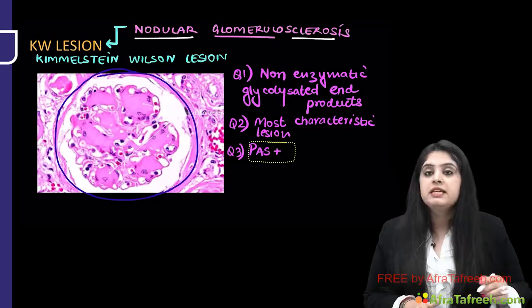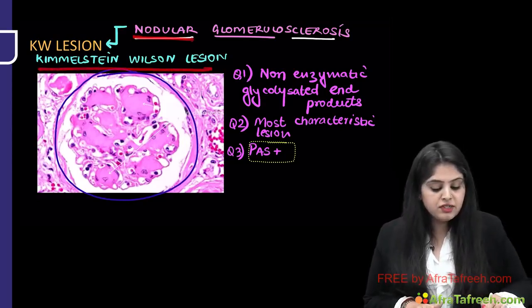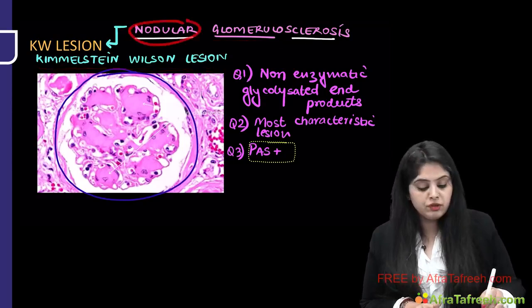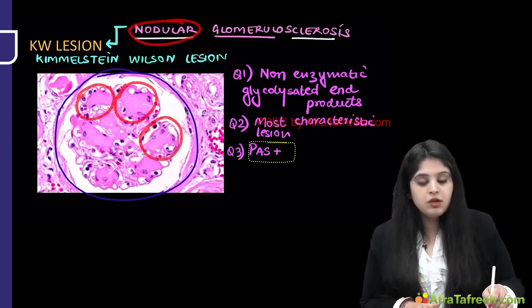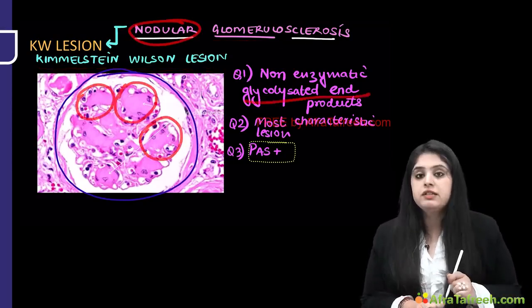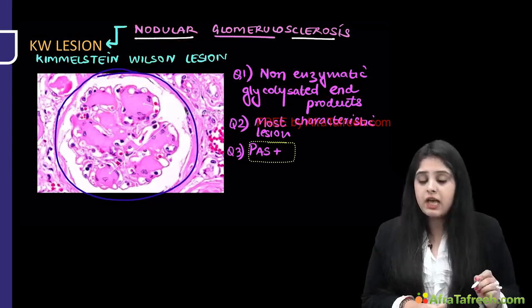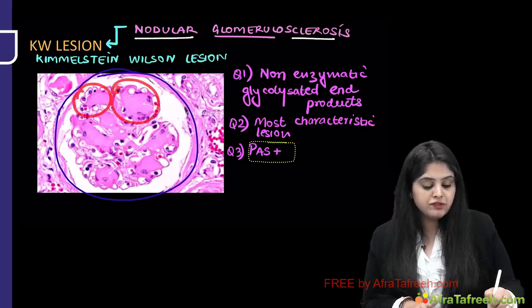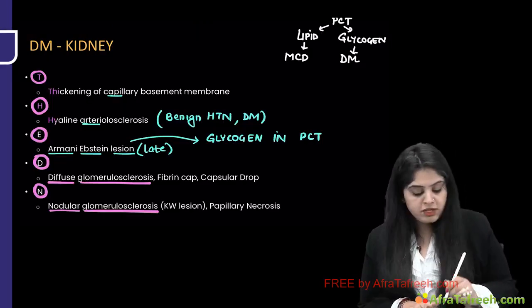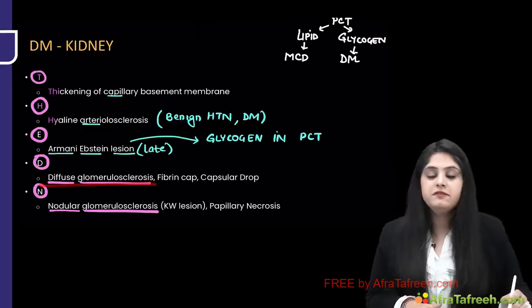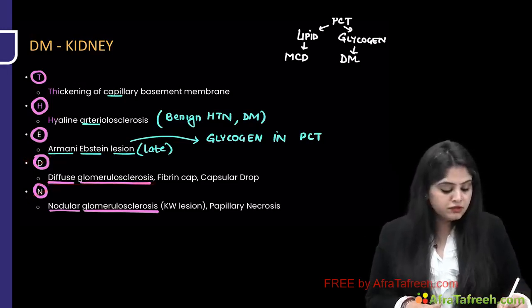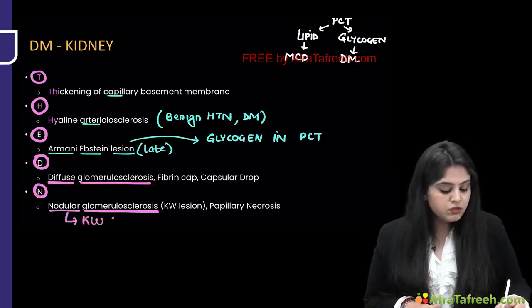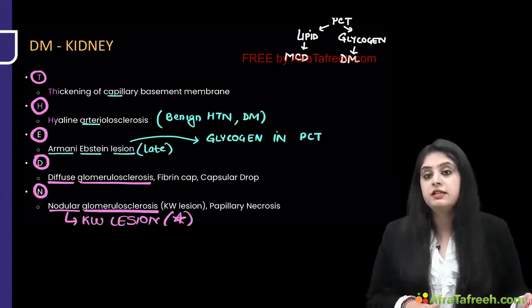So coming back, KW lesion or Kimmelstein-Wilson lesion, known as nodular glomerulosclerosis, because everything is in nodules. What is that pink material? They are glycosylated end products. This is the most characteristic lesion, positive for PAS. When it is in nodules, I call it nodular. If it would have been everywhere, I would have called it diffuse. So D for diffuse glomerulosclerosis, N for nodular. Nodular known as the KW lesion, which is the most characteristic lesion.